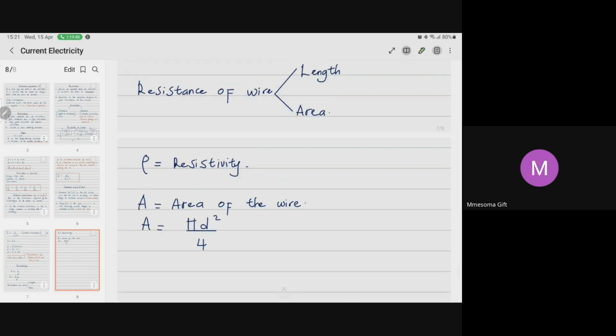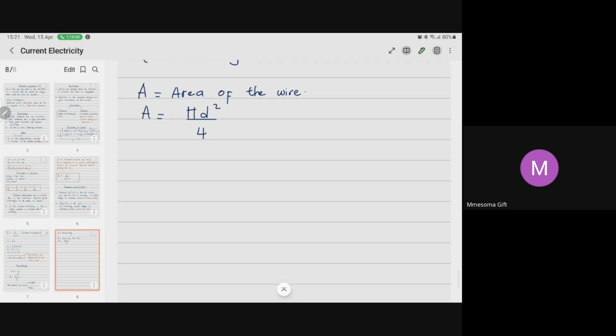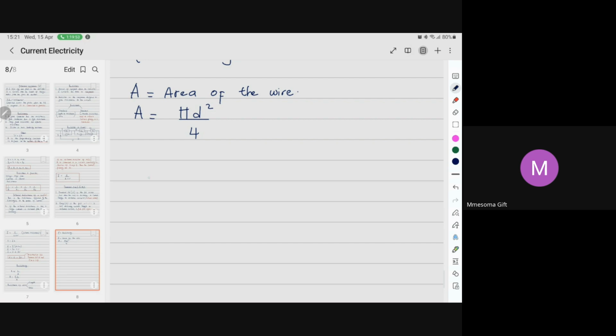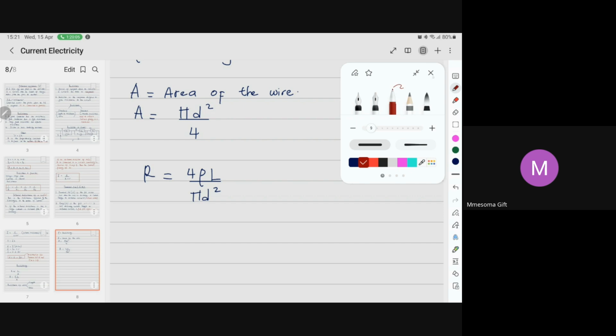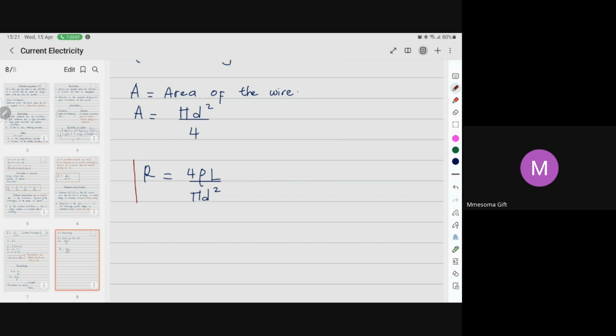So our formula can now be changed to this: the resistance will be equal to 4 times the resistivity times the length of the wire, all over pi d squared. Anyone you can remember is good to go, but it's important you take note of the area of the wire. The area of a wire, we take it to be pi d squared over 4.